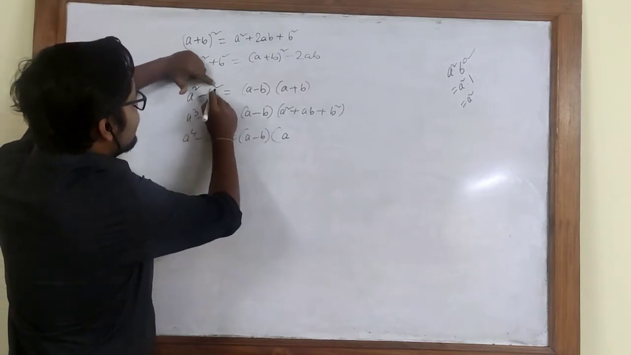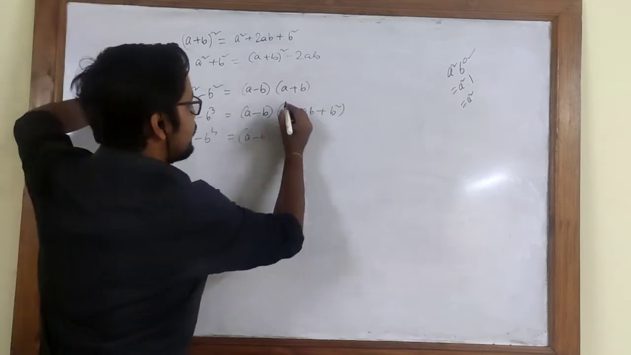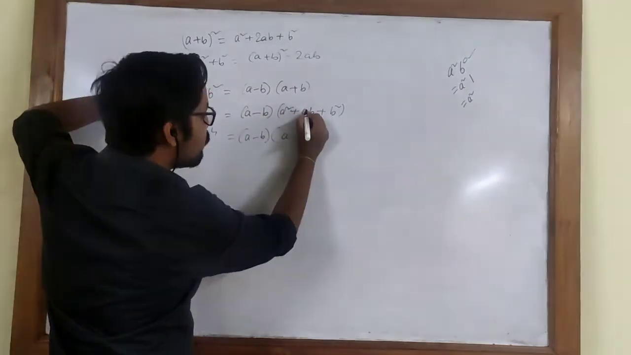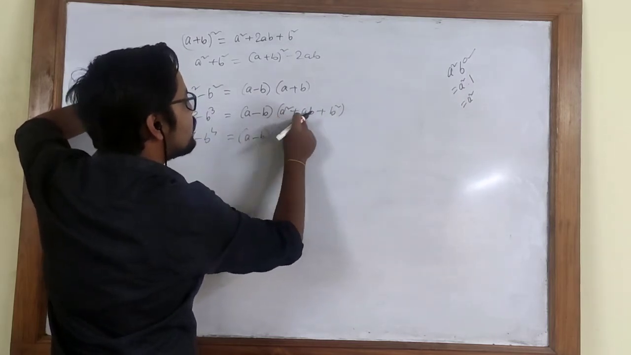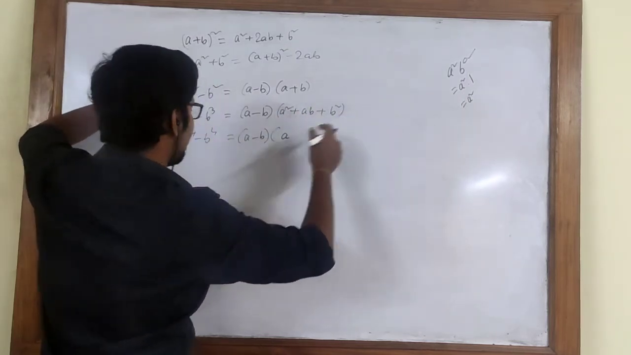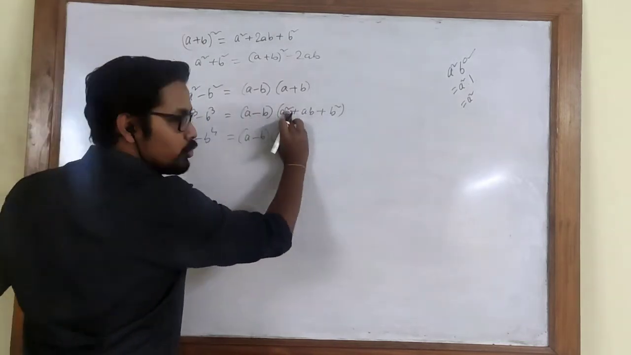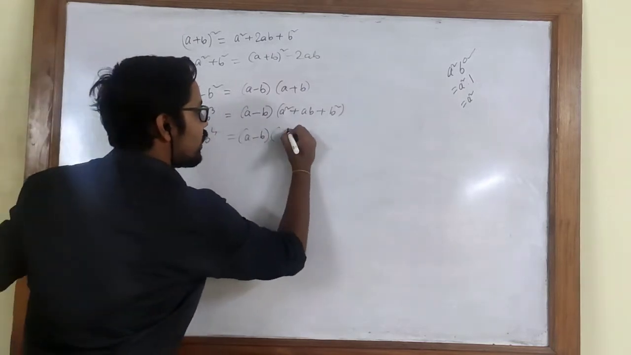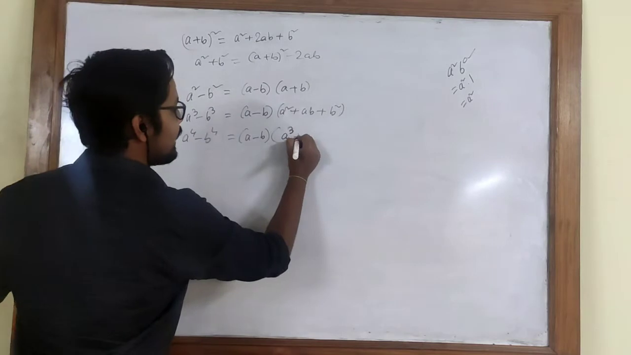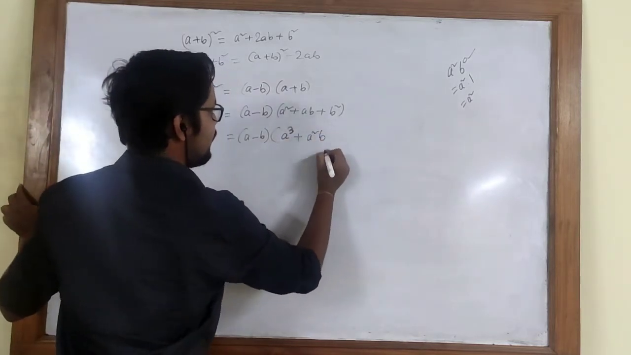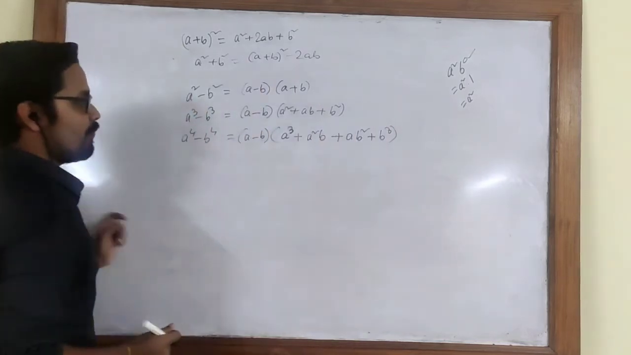See, a square minus b square, power is 1, 1. A cube minus b cube started with 2, then it became 1, it became 0. B was 0 here, it became 1, it became 2. So the first term is decreasing, the second term is increasing. So a to the power 4 minus b to the power 4, since it was 3 here, it started with 2. As it is 4 here, it will start with 3. It is a cube plus a square b plus a b square plus b cube. That will be the formula.